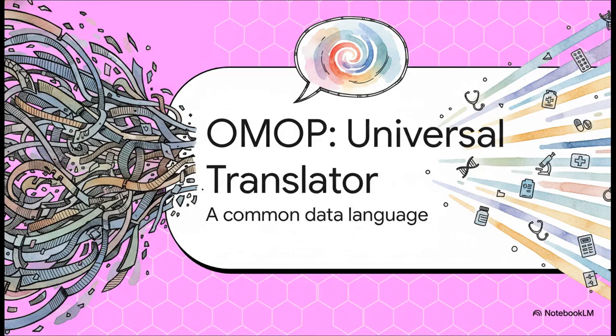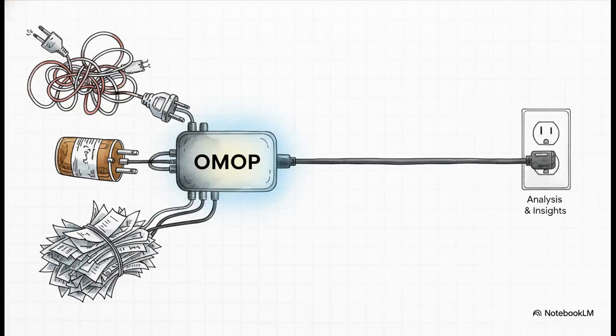And that right there, that's the exact problem the OMOP Common Data Model was built to fix. The whole goal is to create one common language, a lingua franca, for health data. Here's a really simple way to picture it. Think of OMOP as a universal power adapter. When you travel, you need that little gadget to plug your phone into a foreign outlet. Well, OMOP does the same thing, but for data. It lets all these different health data sets plug into one standard system so they can actually work together.